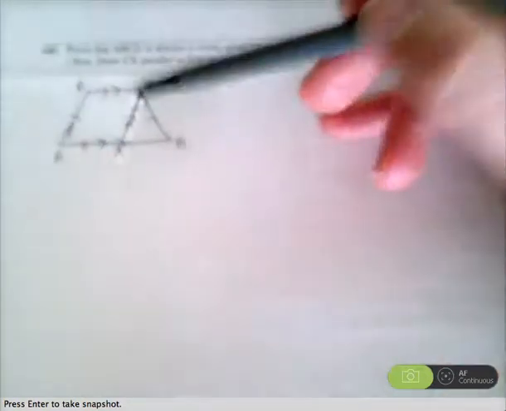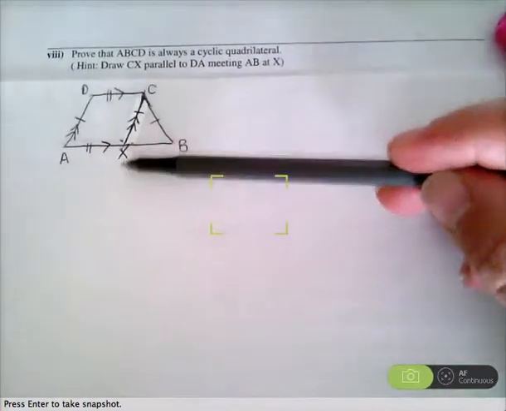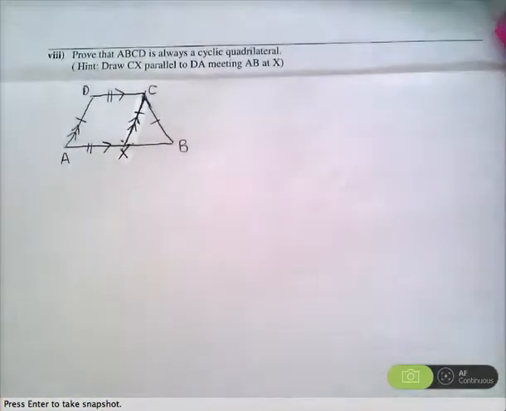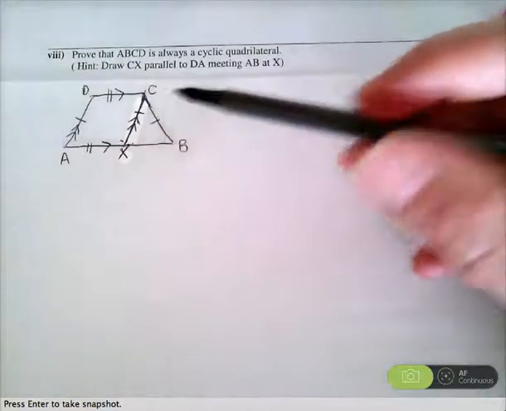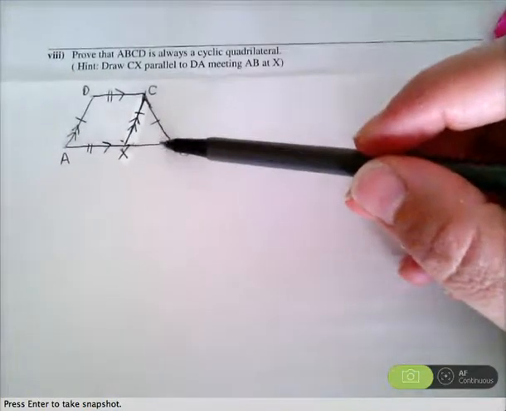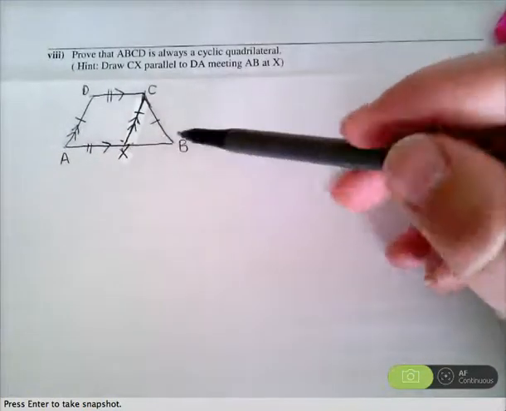We also know that CX equals CB because it's indicated there as well. And we also know that we've got base angles of the isosceles triangle there.